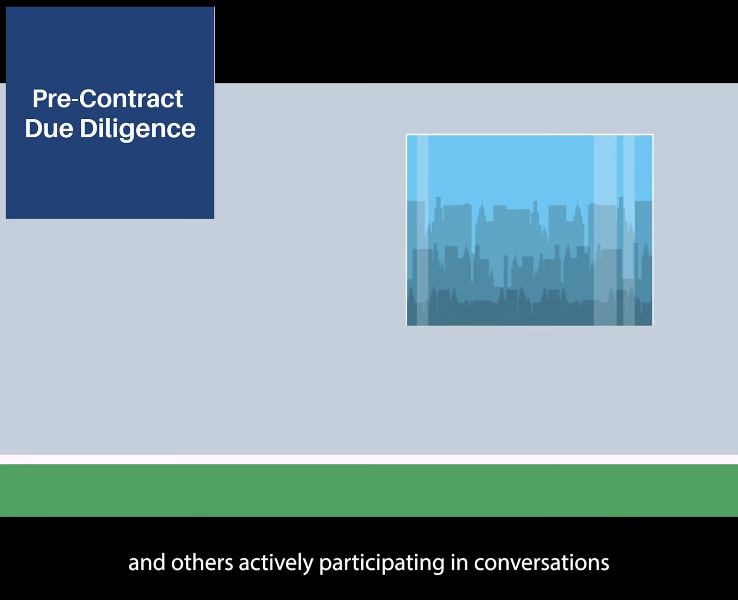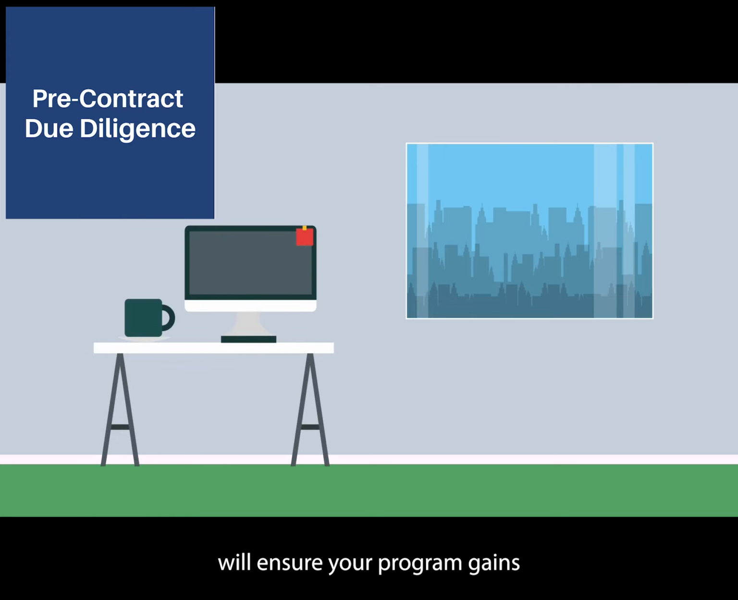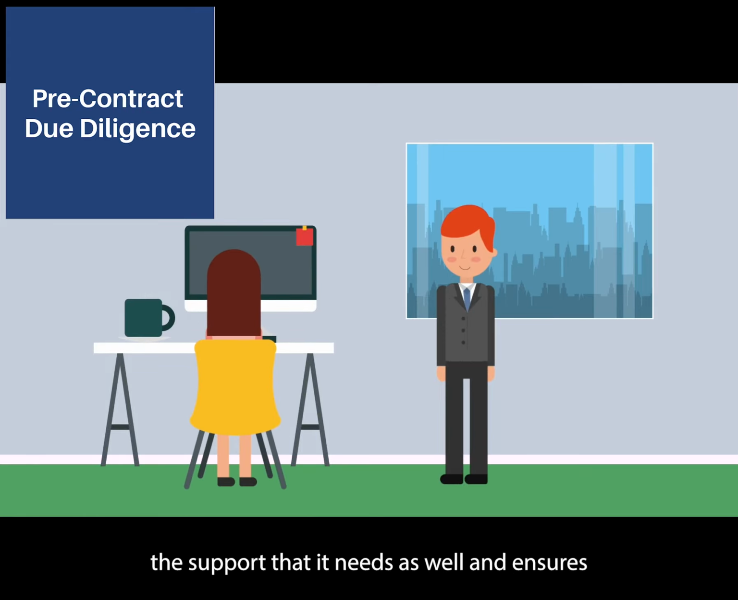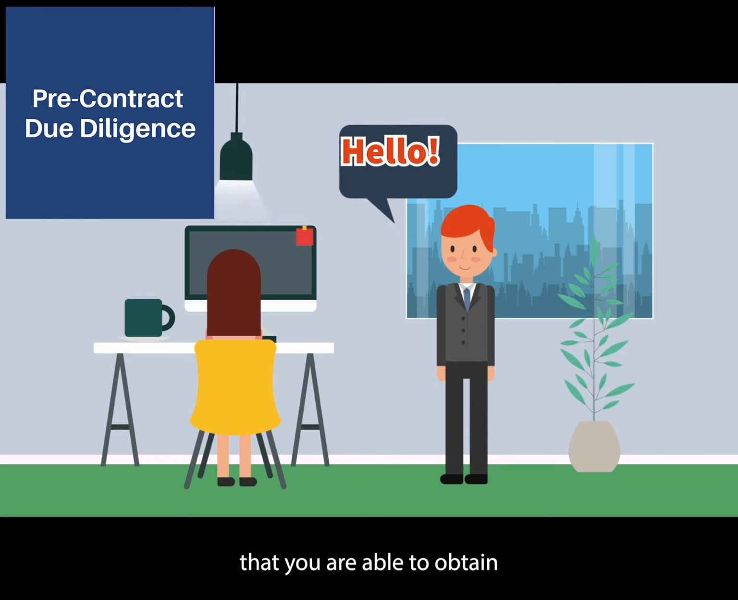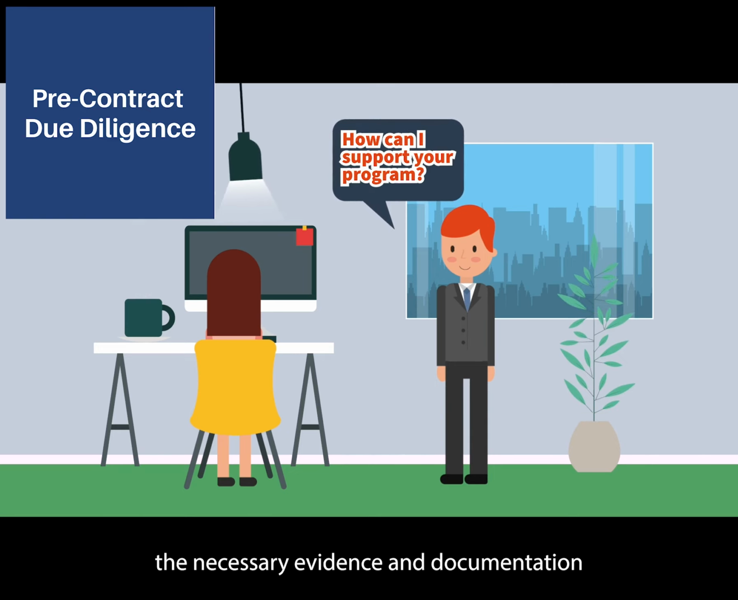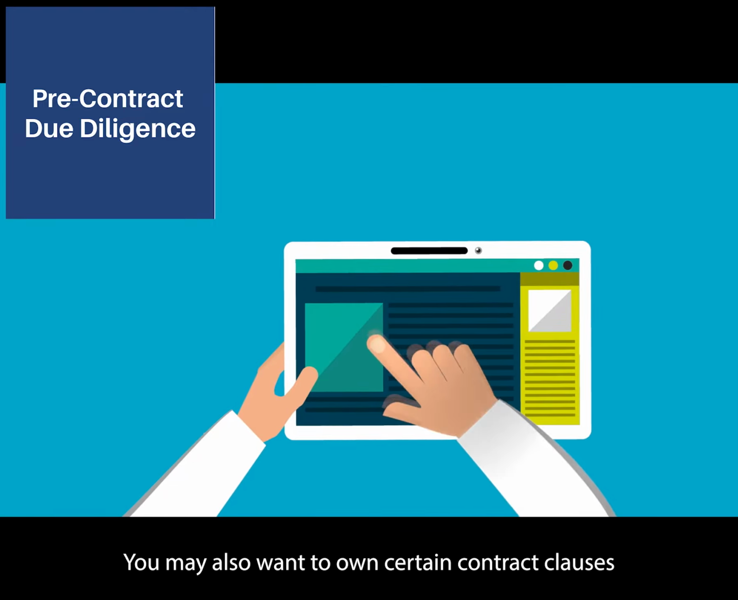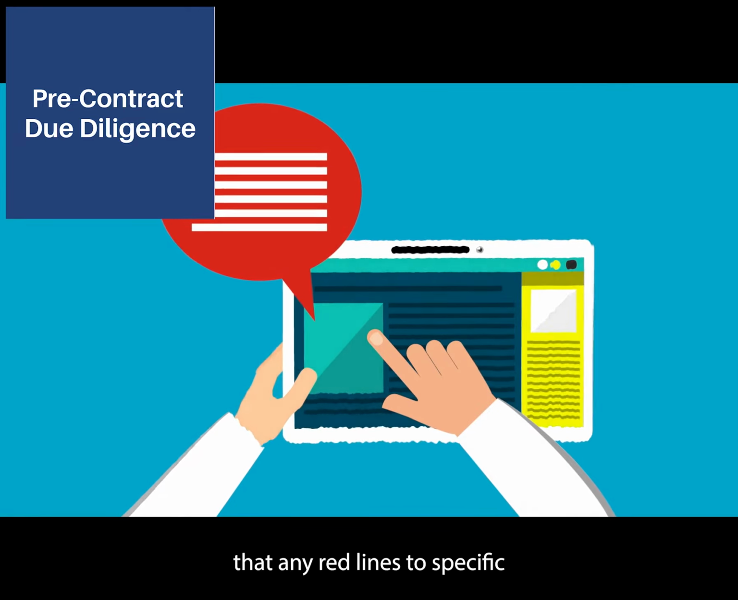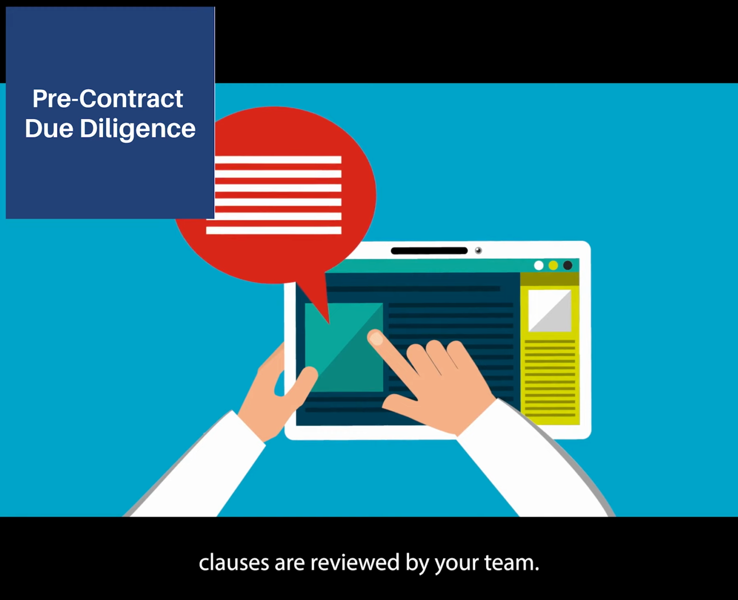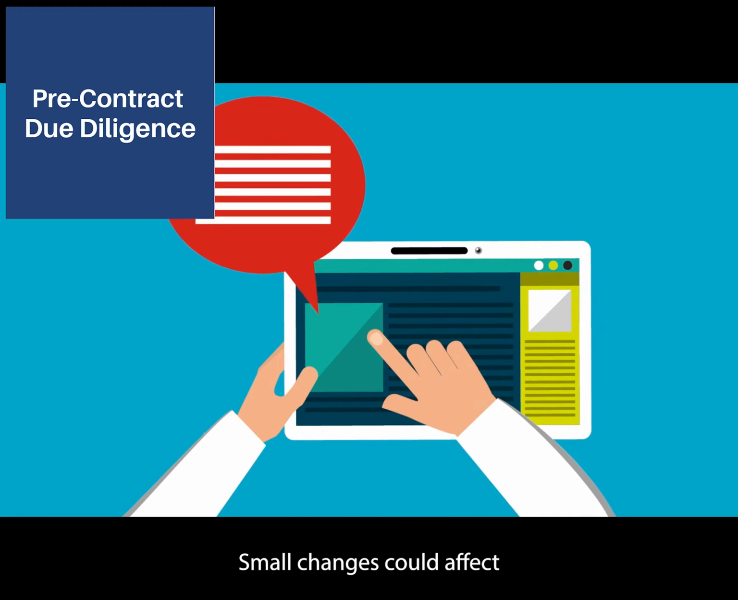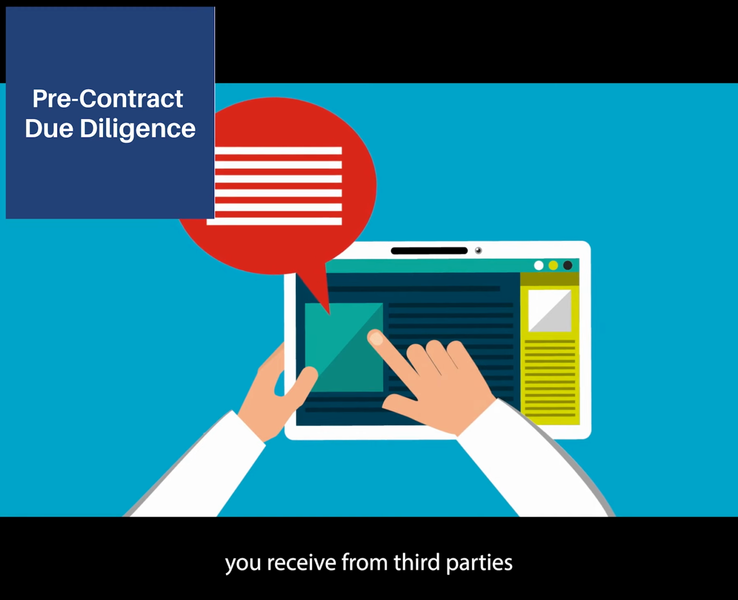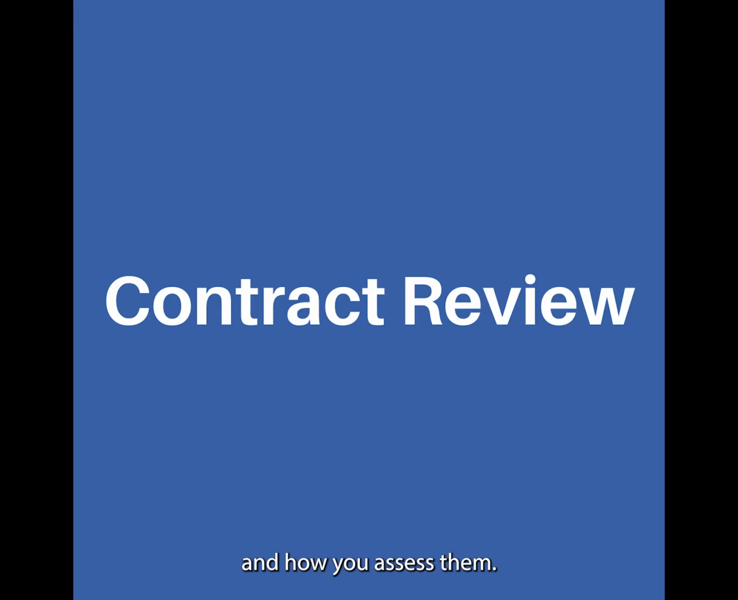Actively participating in conversations will ensure your program gains the support that it needs, as well as ensures that you are able to obtain the necessary evidence and documentation to perform your reviews. You may also want to own certain contract clauses to ensure that any red lines to specific clauses are reviewed by your team. Small changes could affect what evidence you receive from third parties and how you assess them.